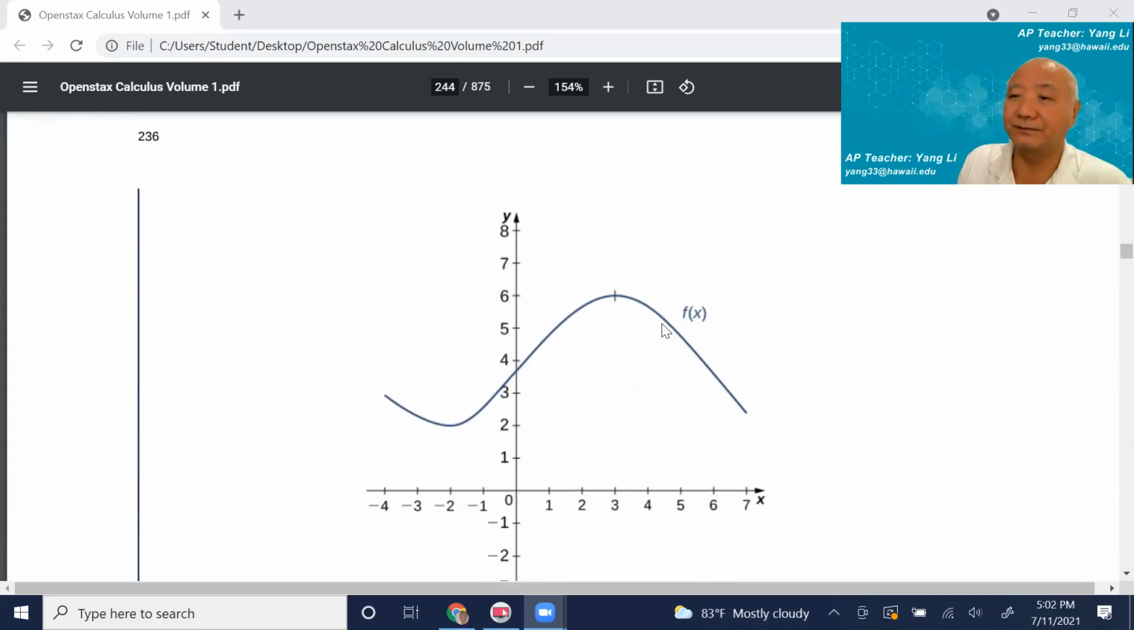Now let's look at this function here. We can see that we still use the same concept we just discussed. Here, this point here, horizontal tangent. Horizontal tangent means we know the derivative here to be 0. And here it is decreasing. You see that? That means the derivative should be lower than 0, which means lower than the x-axis.